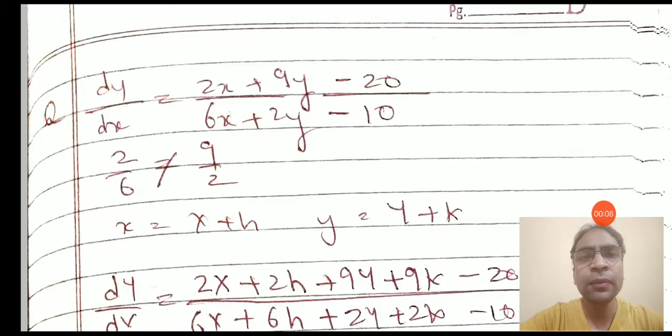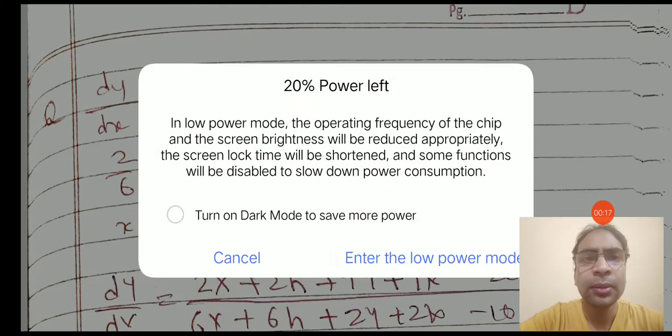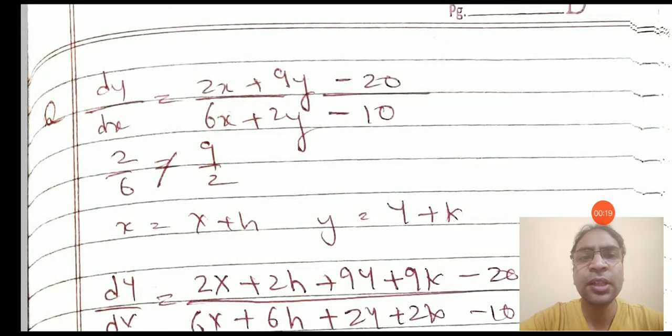In the last lecture we talked about the equations that are reducible to homogeneous equation, and we had seen the methodology for case 1, where the ratio of the coefficients of x and y variables are not equal. We had seen one example based on that also. So let's cover another example today in this video on the same method.